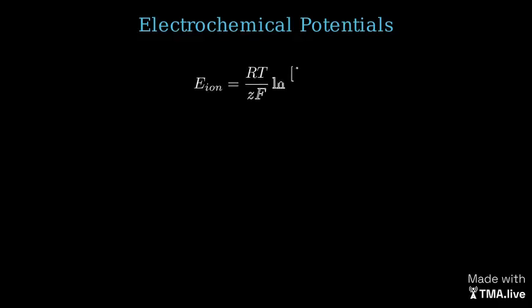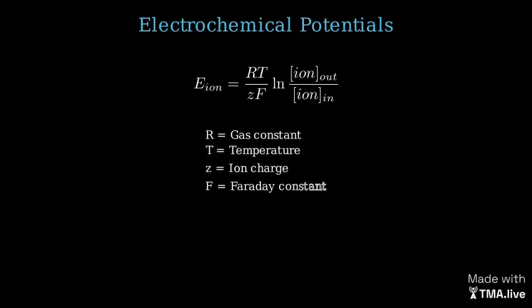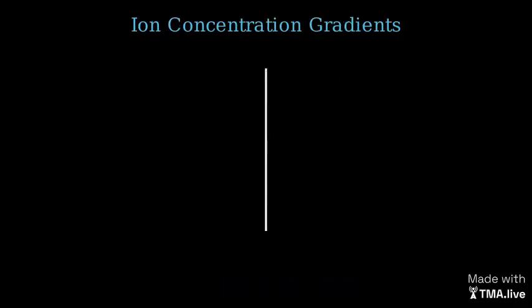The Nernst equation tells us the voltage created by each ion species based on its concentration gradient across the membrane. Neurons maintain steep concentration gradients. Sodium is high outside, potassium is high inside. These gradients store enormous electrochemical potential energy.